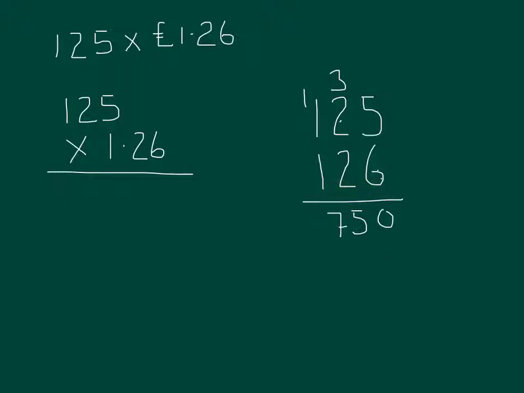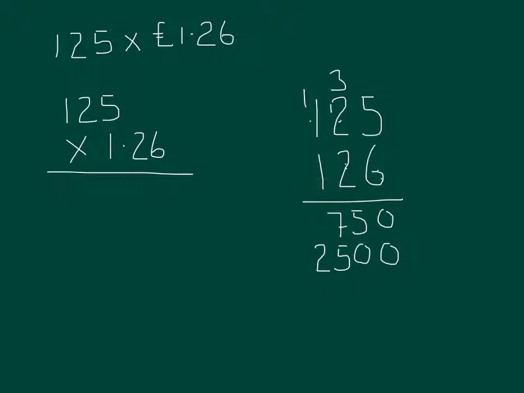Now we're going to move to the tens, and because we moved to the tens, as you would normally do in multiplication, you put a 0. So, what we do in this case, 2 times 5 rather, is 10. 0, carry 1. 2 times 2 is 4, plus 1 is 5. 2 times 1 is 2. Now we've dealt with the 2, and now we're going to deal with the hundreds.